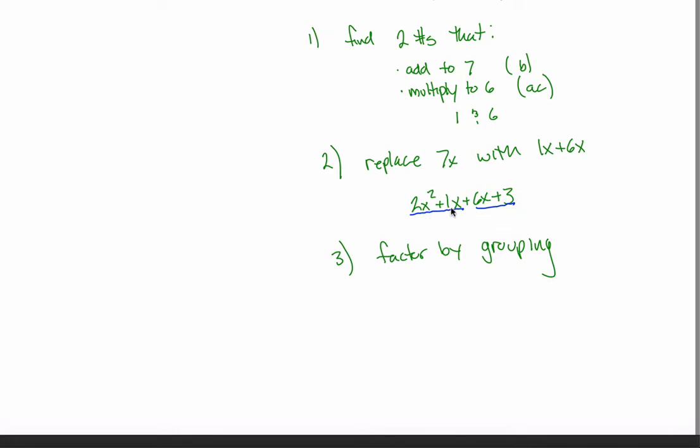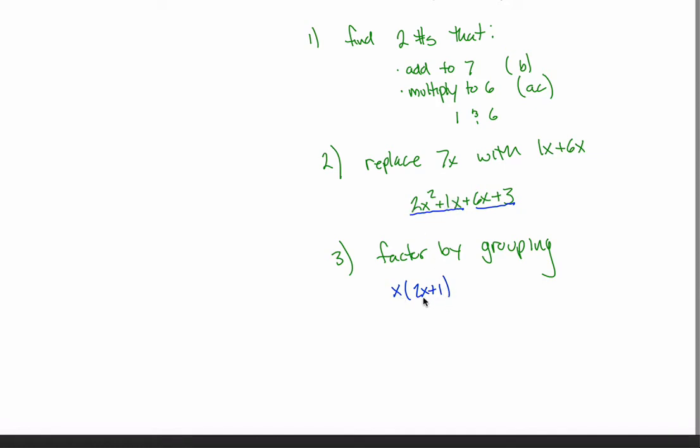So you look at this first group and ask yourself, what do they have in common? Their coefficients don't have anything in common, right? There's no number that divides evenly into 2 and 1, other than just 1. But they do both have an x in them. So all you can factor out is the 1x. You factor out a 1x from these 2 terms, and you're left with 2x plus 1. Right, x times 2x plus 1 would give you the 2x squared plus the 1x.